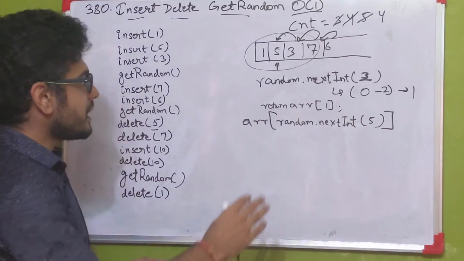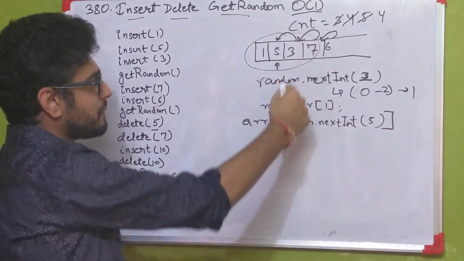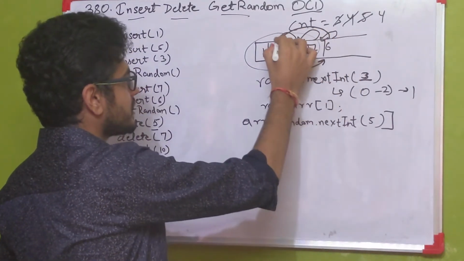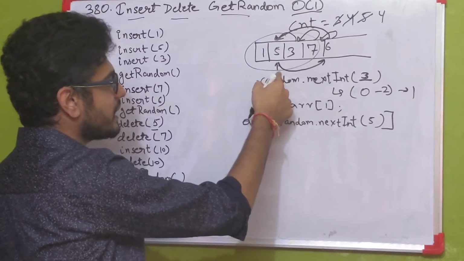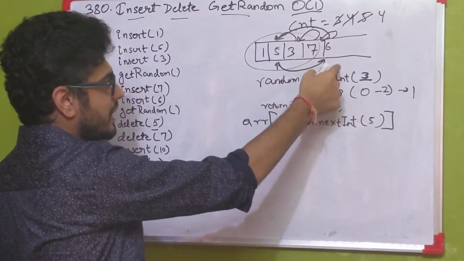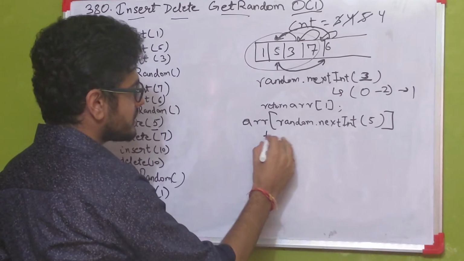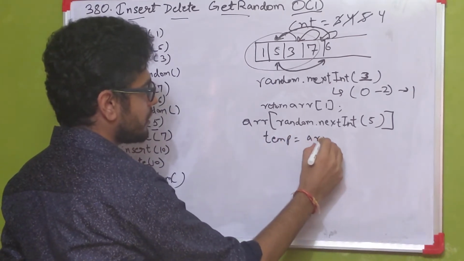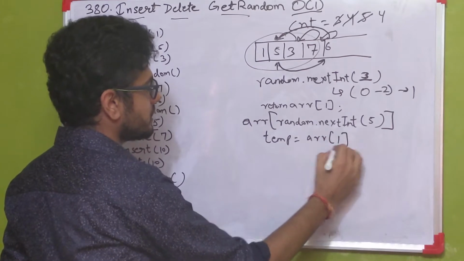So instead of just shifting them by one place, what we can do is swap these two numbers: the number that we need to delete and the last element in the array. So what we are going to do is maintain a temporary number. We are going to assign it to this.